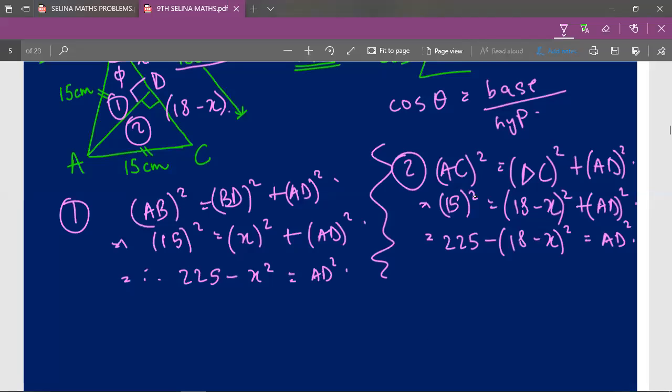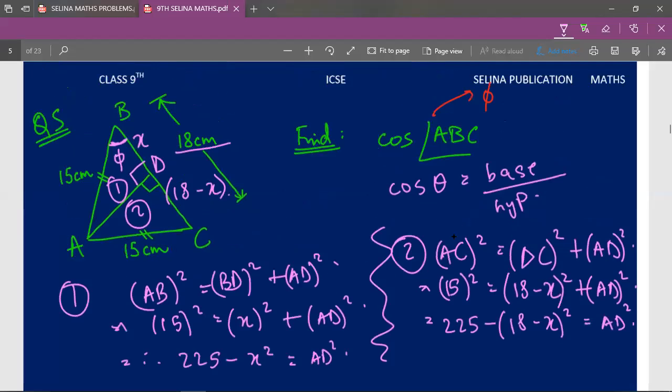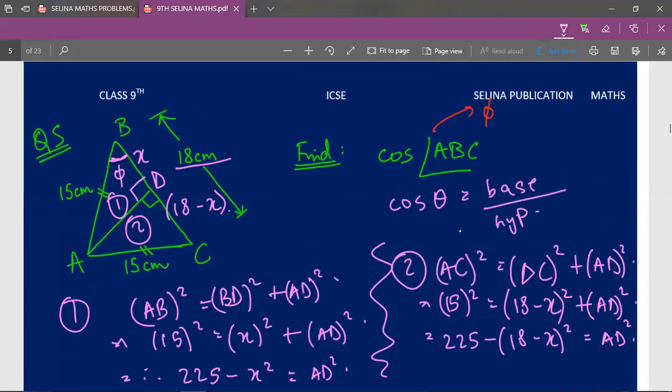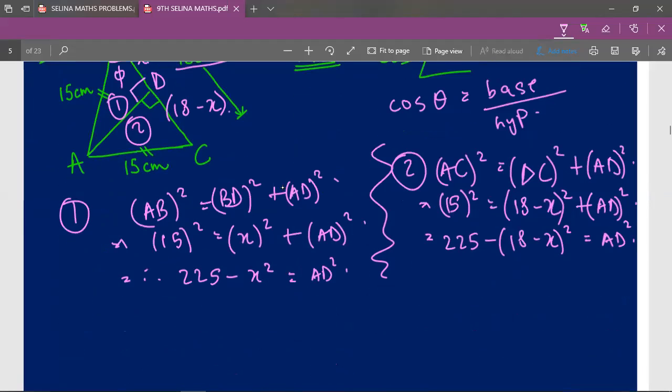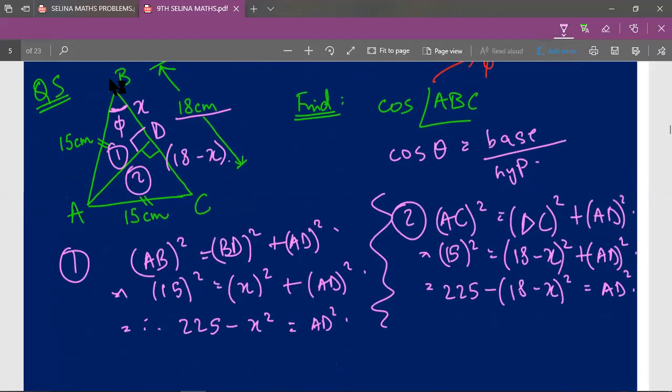Okay, so what have I done in front of me? All I've done is that to find the base in the first triangle, that is in triangle BAD, I wanted to find the base. So I've applied the Pythagoras theorem. So AB whole square, our hypotenuse, is equal to BD whole square, that is our base whole square, plus AD whole square, that is our perpendicular whole square. So AB whole square is given to us, that is 15 whole square.